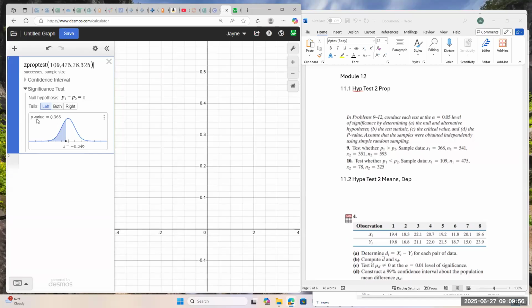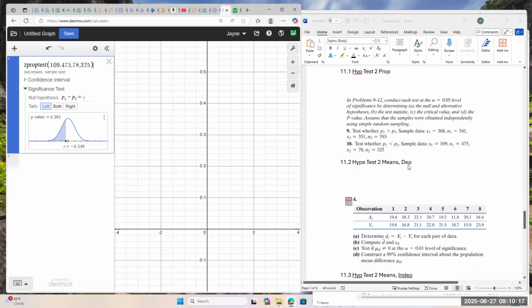We can see from our result that we have a p-value of 0.365. If we had a significance level alpha of 0.05, p is not less than alpha, so we would not reject the null hypothesis for this one.